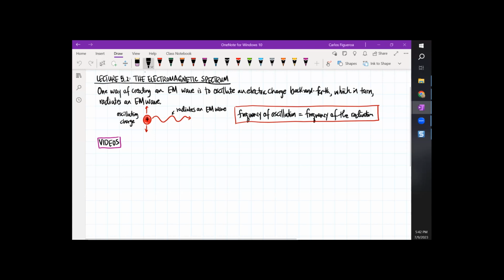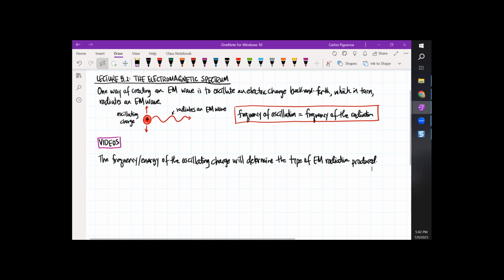So what I'm going to say then is that the frequency slash energy of the oscillating charge will determine the type of electromagnetic radiation produced.